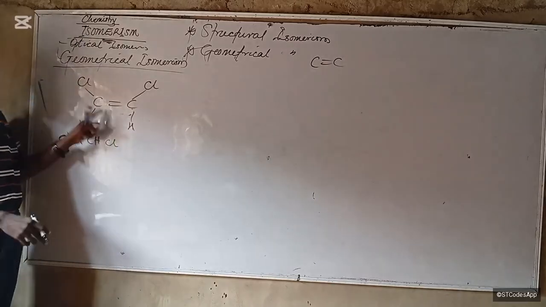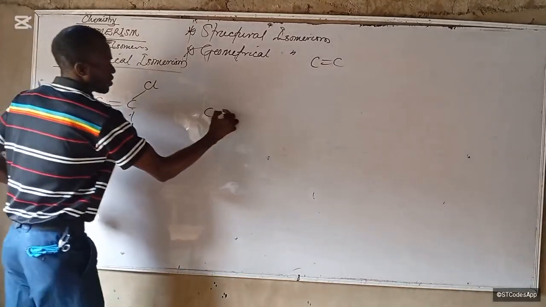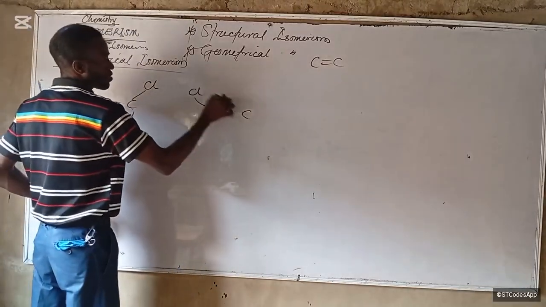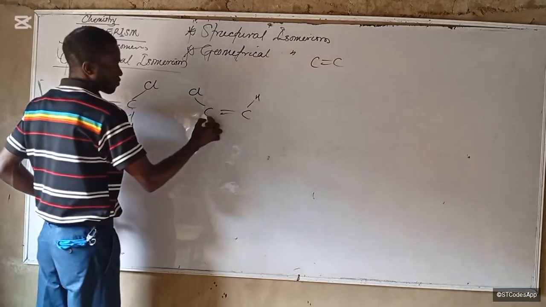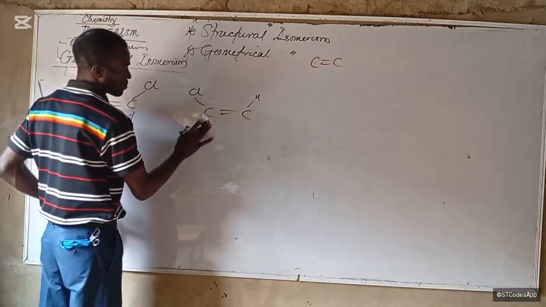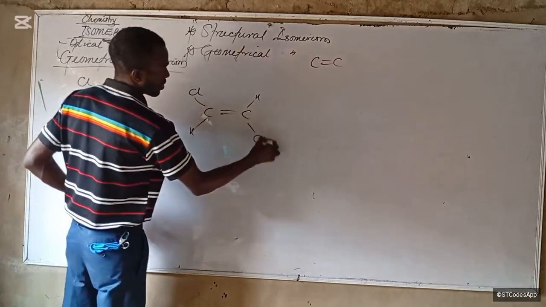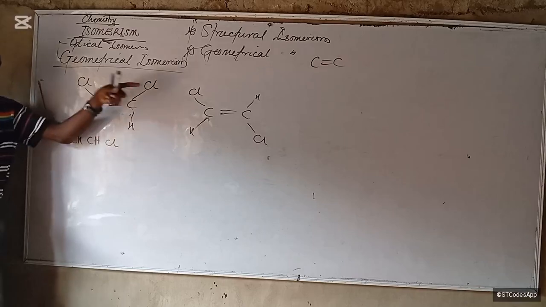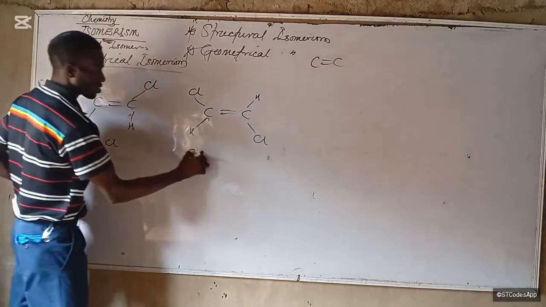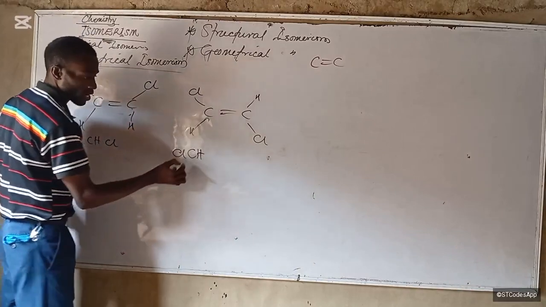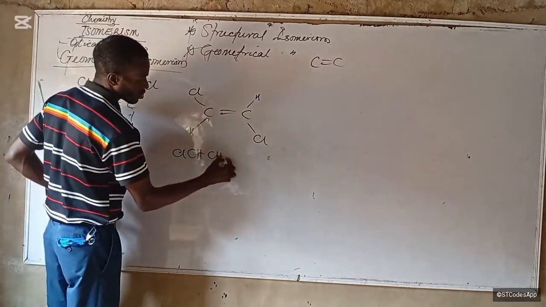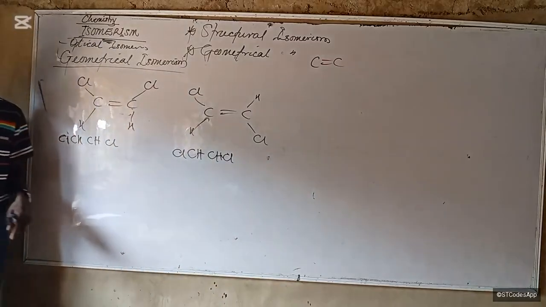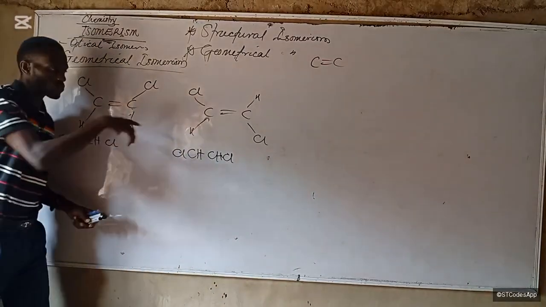Now, you see that this guy, if I change this molecule to this, C double bond C, put Cl here, put H here, put H here, and put Cl here. If I change the molecule like this, this thing I have is still CHCl and CHCl. Does this make sense? So what's the difference between them?